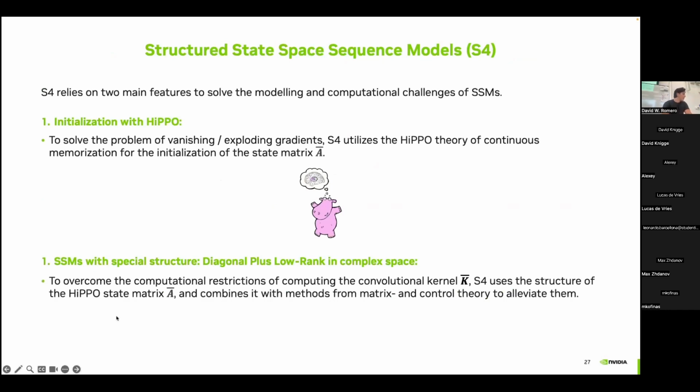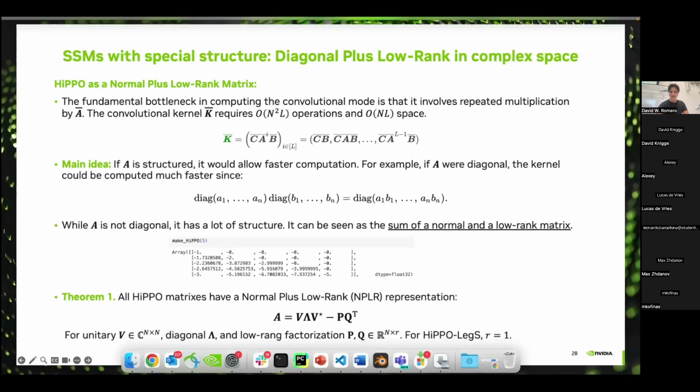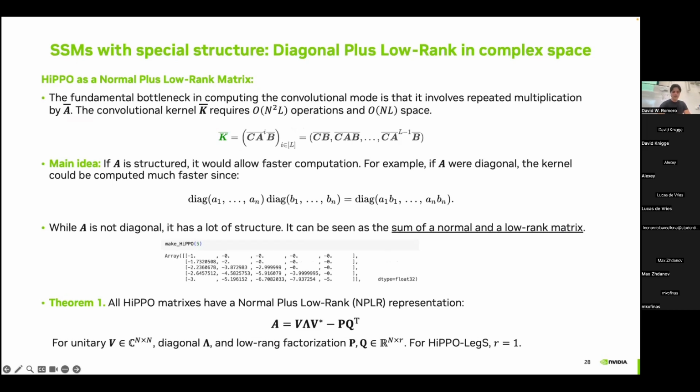And now the other problem that SSMs had was computing the convolutional kernel, which is very expensive. They came up with a very interesting way of solving this. You want to compute this kernel, and if you do it naively, you're going to need N squared L operations and NL space. But let's imagine for a moment that the matrix A has structure, so that it's diagonal. If it were diagonal, we could compute the multiplication of matrices very fast. It's just multiplying the diagonal components and you're done. That would scale much better.